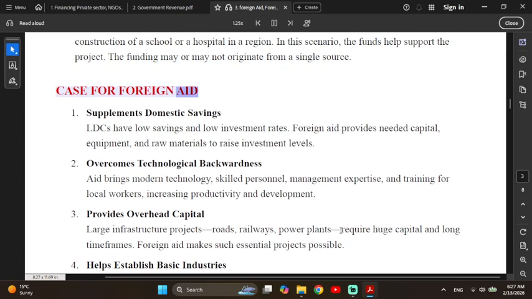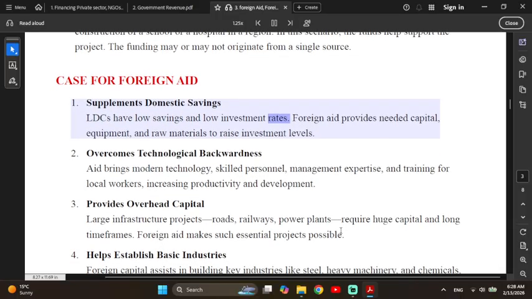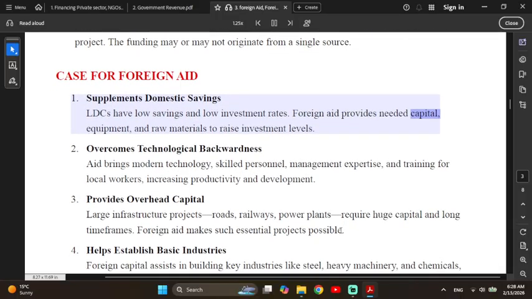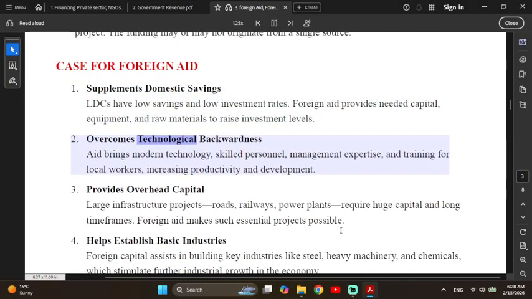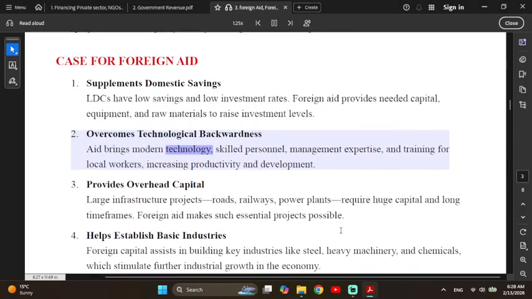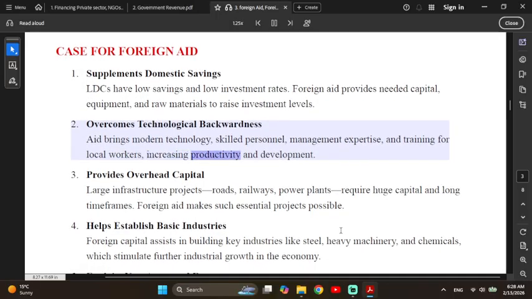Case for foreign aid. 1. Supplements domestic savings. LDCs have low savings and low investment rates. Foreign aid provides needed capital, equipment, and raw materials to raise investment levels. 2. Overcomes technological backwardness. Aid brings modern technology, skilled personnel, management expertise, and training for local workers, increasing productivity and development.